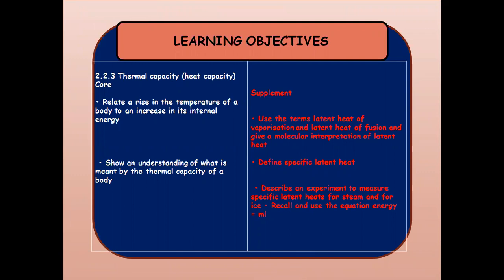We are in the supplement side: use the terms latent heat of vaporization and latent heat of fusion. Also give a molecular interpretation of latent heat, and define specific heat and specific latent heat. Then describe an experiment to measure specific latent heats for steam and for ice. The last one: recall and use the equation energy equals ml.